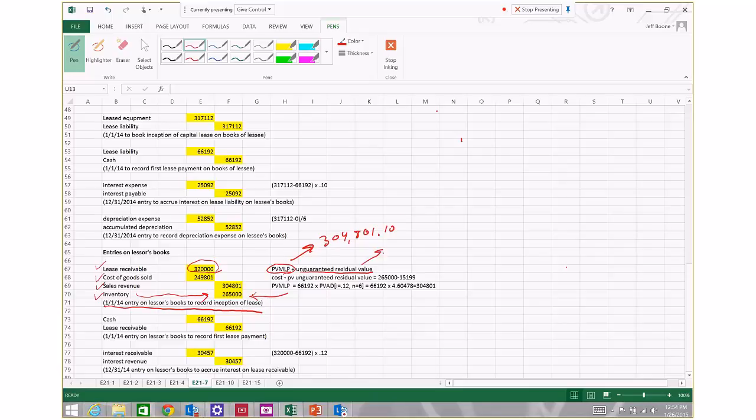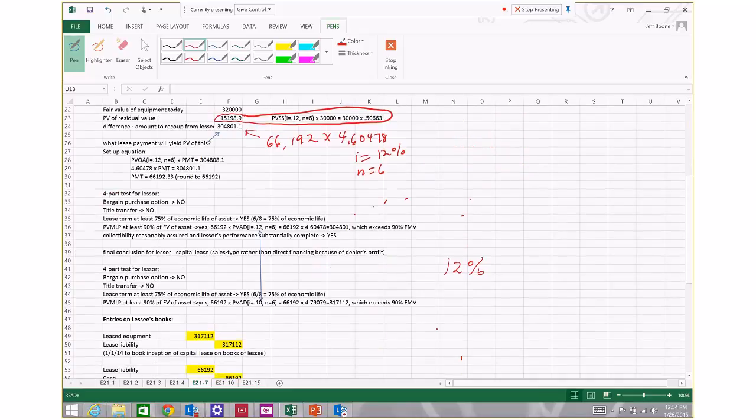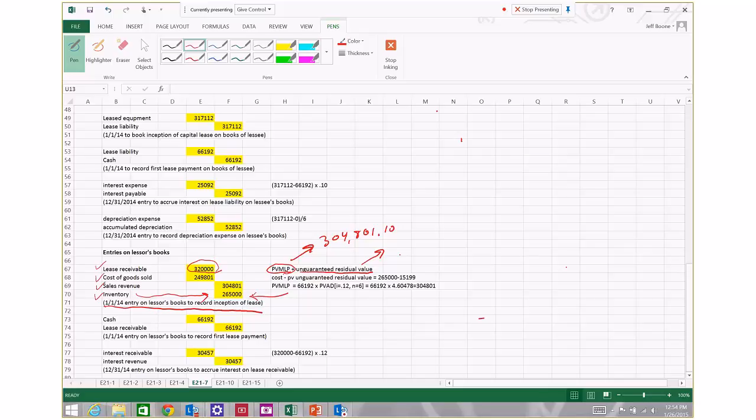And then the present value of the unguaranteed residual value, we previously calculated up here to be $15,198.90. So you take the present value of the minimum lease payments from the perspective of the lessor, add to it the present value of the unguaranteed residual value of $15,198.90, and the sum of those two amounts is $320,000. That's the amount that the lessor is going to debit the lease receivable account for.